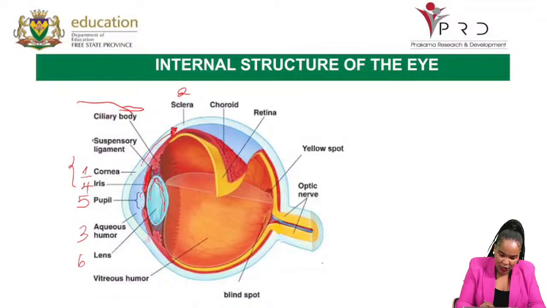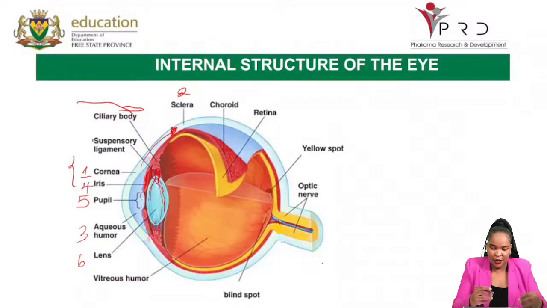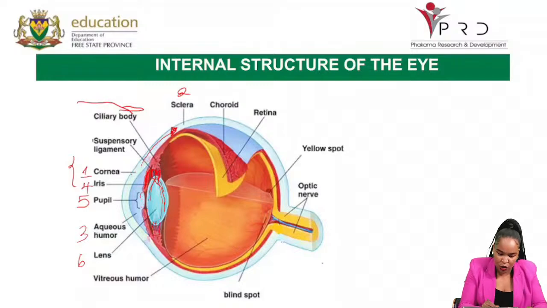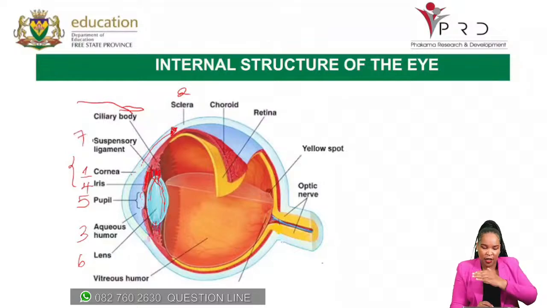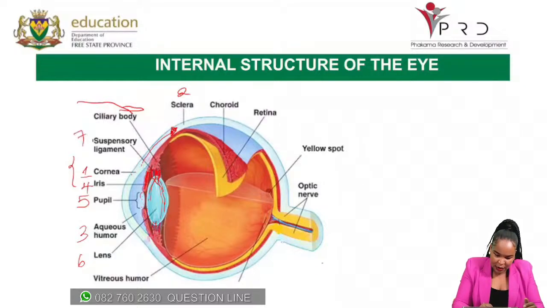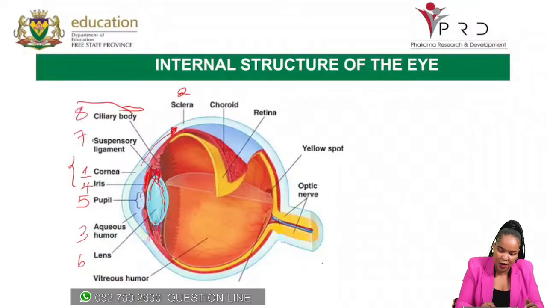You see what is attached to the lens here. You have the suspensory ligaments there at the top and here at the bottom. So the suspensory ligaments are the ones that are attaching your lens, or holding them in position. So your suspensory ligament will be your number 7. So if we can trace, we started from the parts that are coming in. And then after this, on your suspensory ligaments, you also have your ciliary body. So your ciliary body, you find them on your suspensory ligaments here.